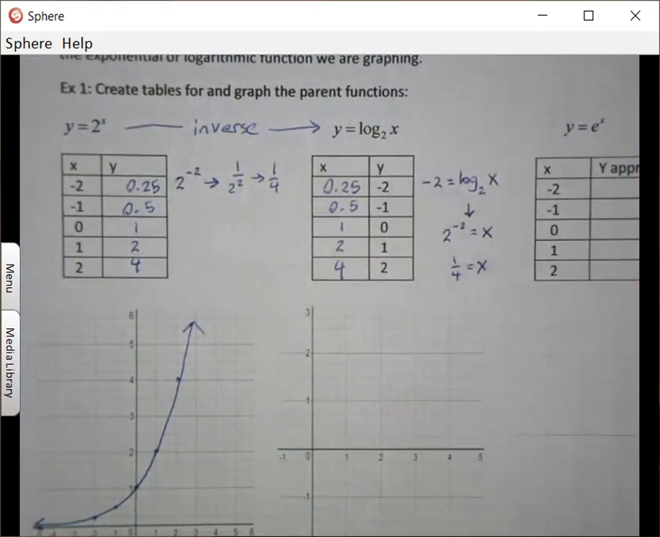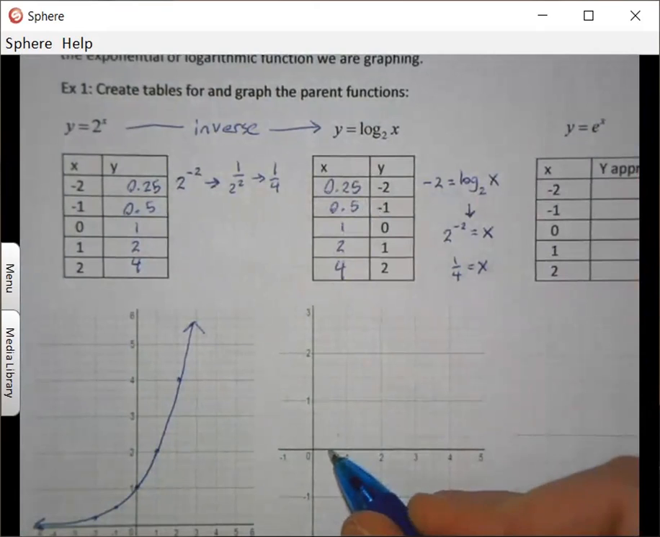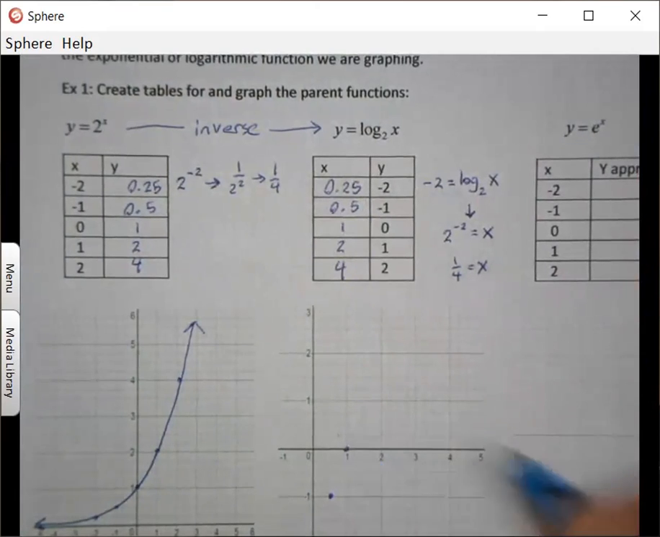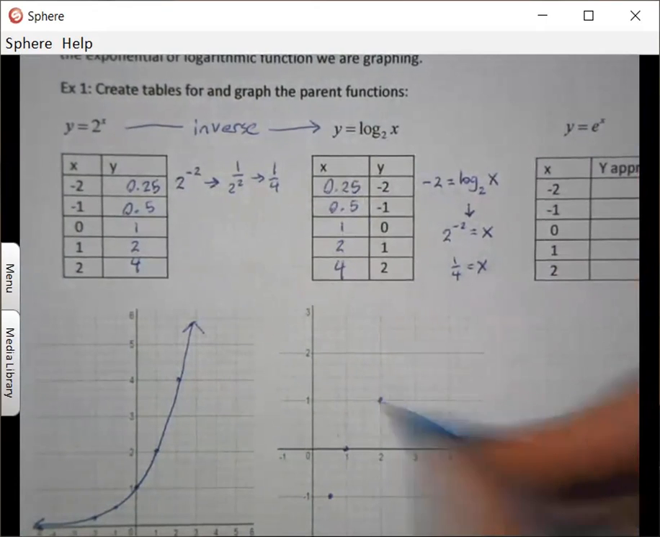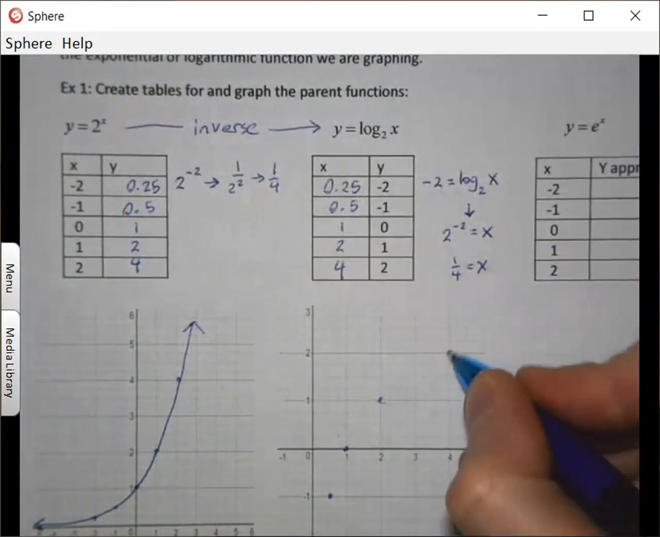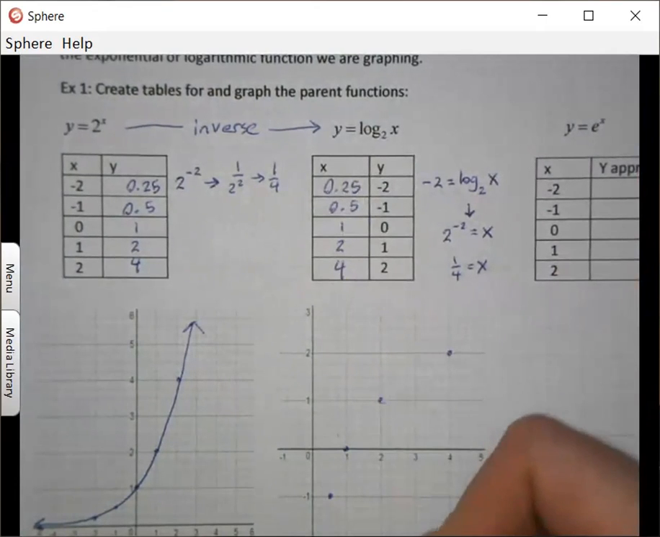All right, let's plot our points. So a quarter, minus 2. And again, we want to make sure we get a nice curve.